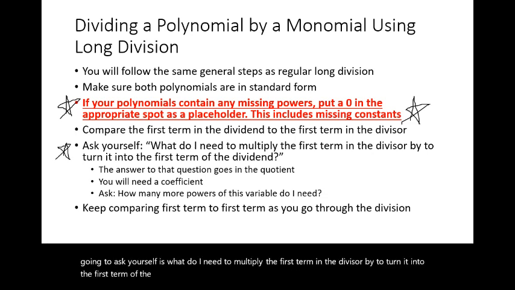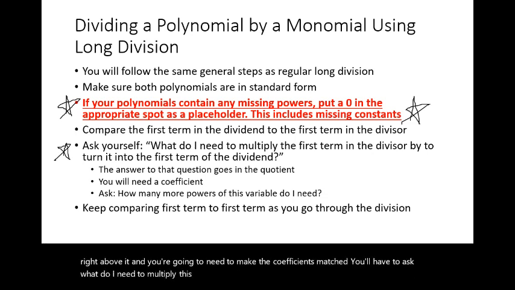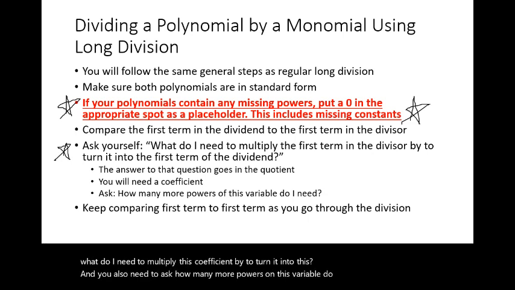The answer to that question is going to go in the quotient spot right above it. And you're going to need to make the coefficients match. So you'll have to ask, okay, what do I need to multiply this coefficient by to turn it into this? And you also need to ask, how many more powers on this variable do I need, if you need any? So if the powers already match, you don't have to worry about it.